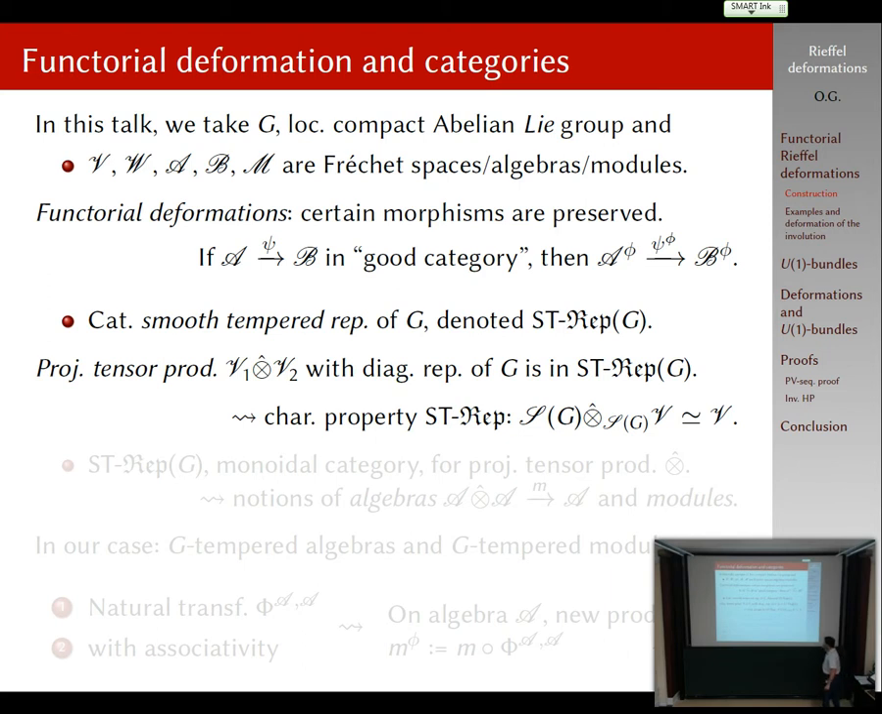Let me just say that we can ask whether there are examples of such a representation. If you consider the Schwarz algebra itself and make the tensor product over the Schwarz algebra, then the outcome is isomorphic to the Schwarz algebra. So we have at least one example of such a smooth tempered representation.